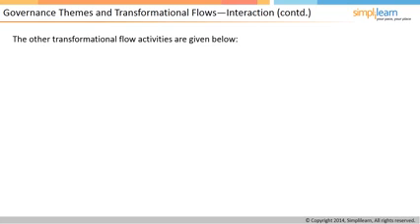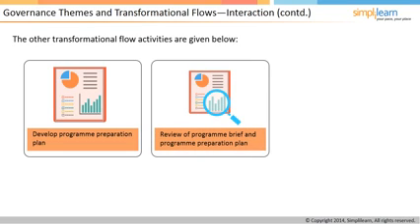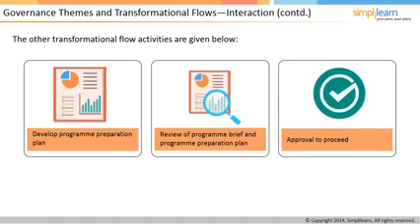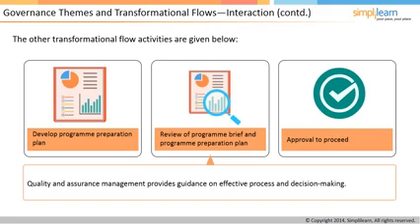screen. We will focus on some more transformational flow activities, such as develop program preparation plan, review of program brief and program preparation plan, and approval to proceed. To develop the program preparation plan, program organization defines the roles and responsibilities. All the governance themes provide overall inputs on what the plan should cover to ensure effective governance and control during the program definition. We will read more about these in Lesson 4, that is Program Organization.